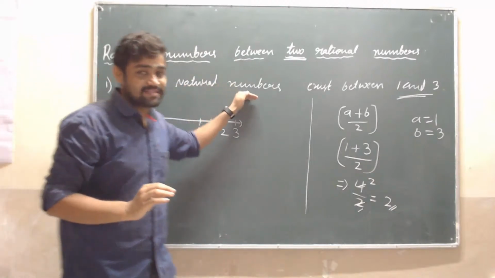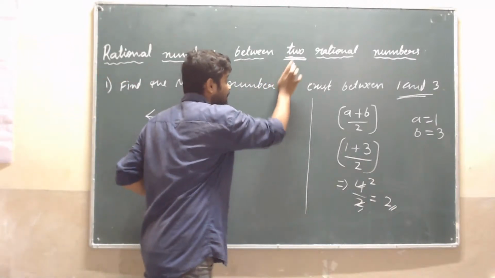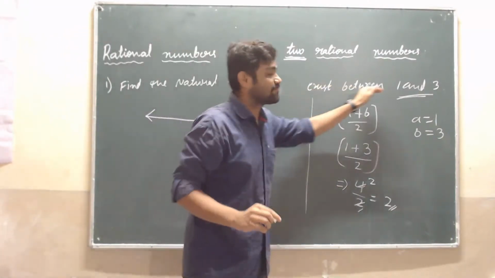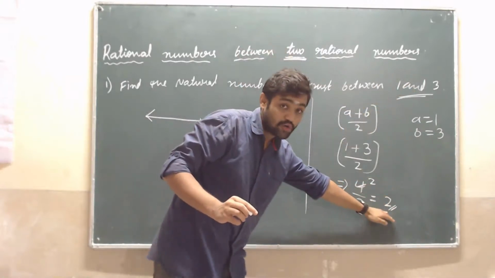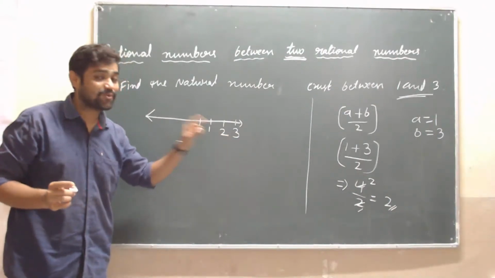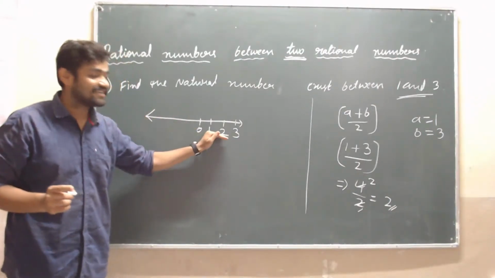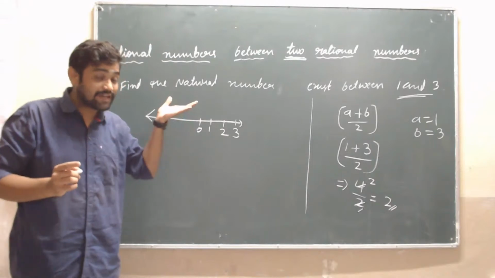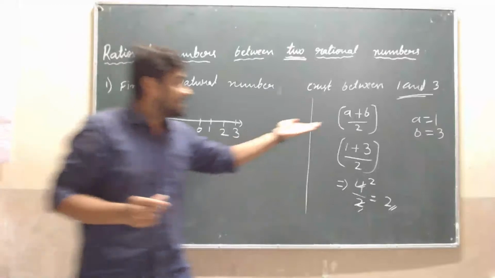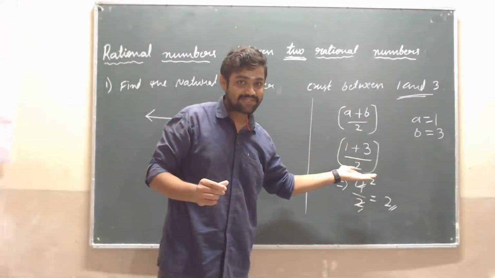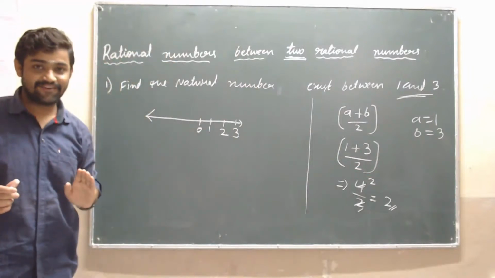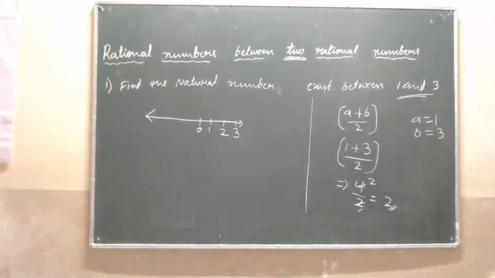There are no natural numbers, only one natural number is there. The natural number that exists between 1 and 3 is 2. We can see that between 1 and 3, there is only one natural number, that is 2. This is what I have explained with the example of natural numbers. This is the taking mean process. Then let's check for rational numbers, with one example.